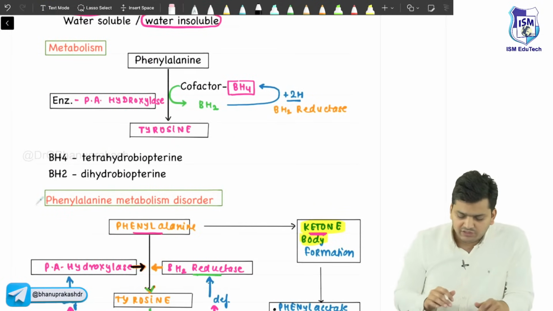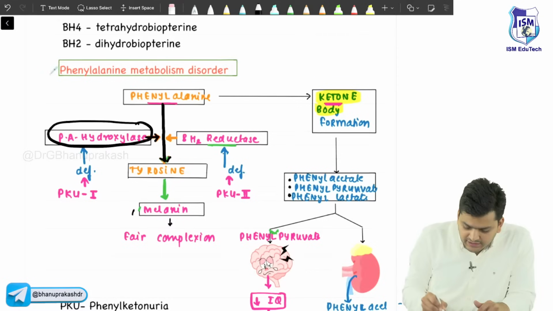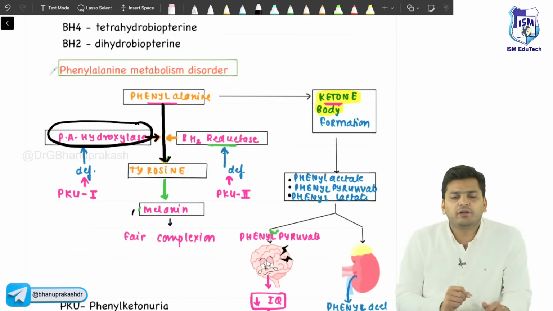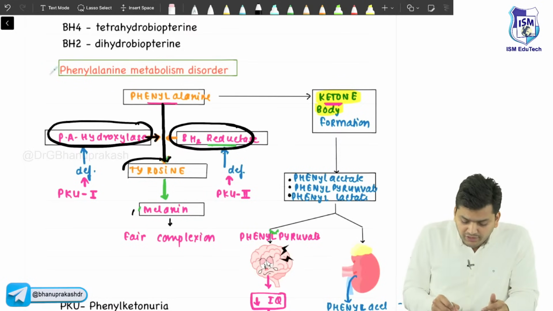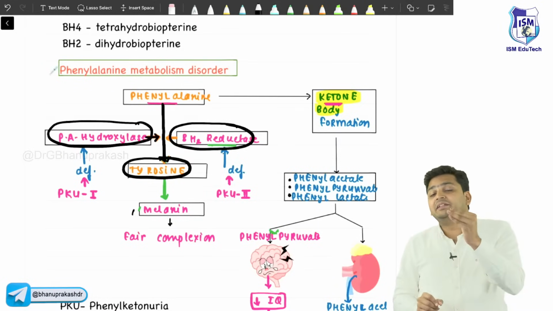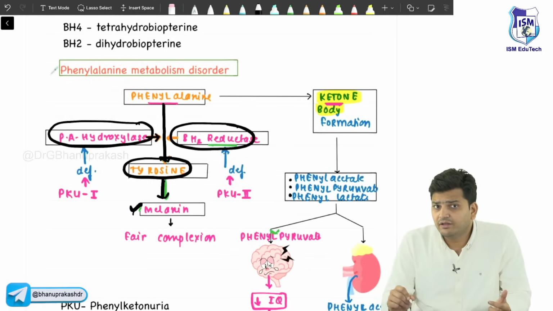The next amino acid we are discussing is phenylalanine. If you see the metabolism of phenylalanine, for its metabolism we require 2 enzymes, phenylalanine hydroxylase and BH2 reductase. And once the metabolism occurs, what molecule are we going to generate? Tyrosine. Phenylalanine can convert into tyrosine, and that tyrosine can make melanin that will decide skin color.